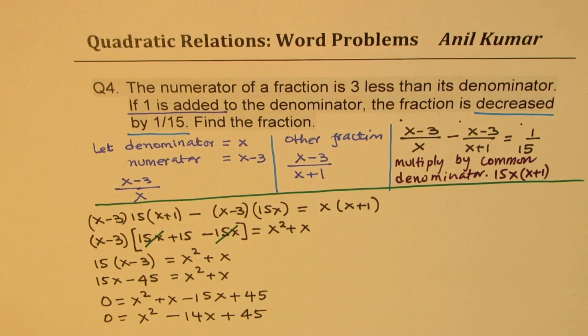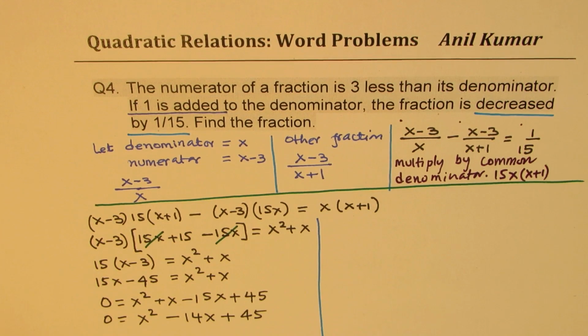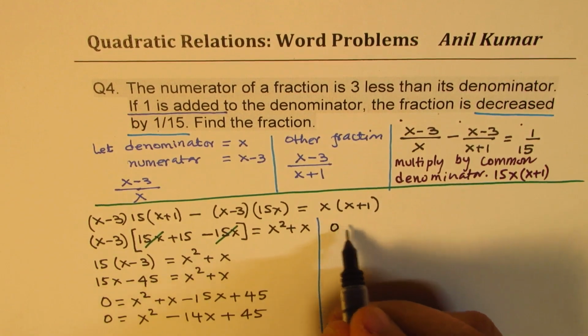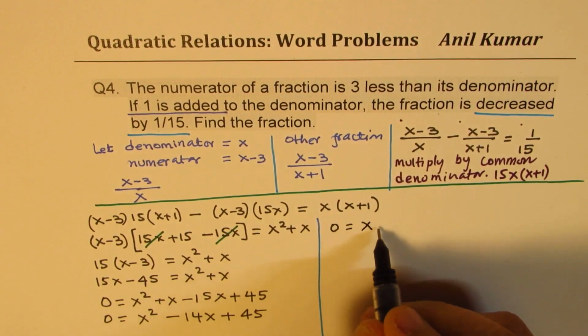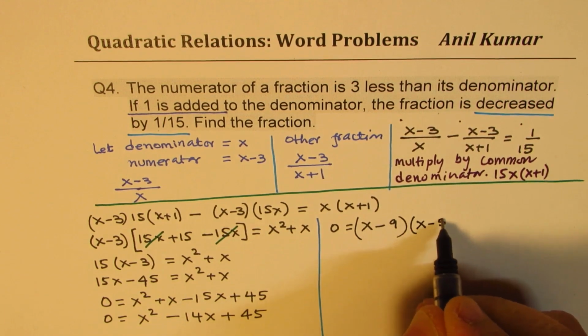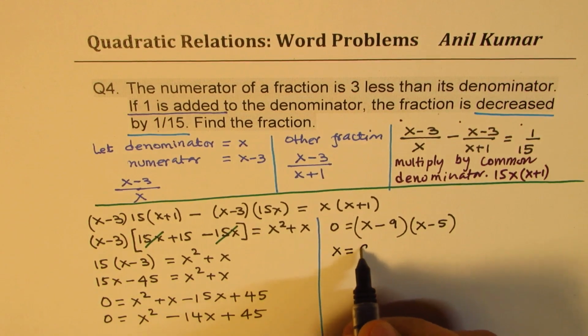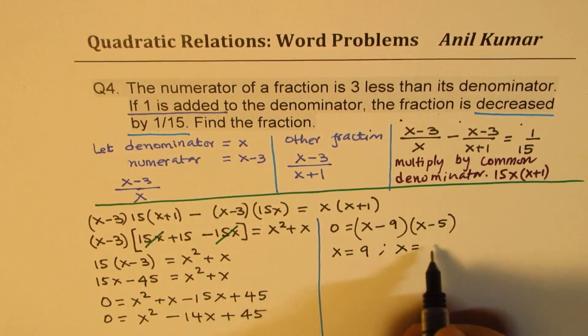Now it is a quadratic equation, which you can easily simplify. So 45 is like 9 times 5. So we can factor this. We can write this as 0 equals x minus 9 times x minus 5. So we get two solutions here. One is x equals 9. The other one is x equals 5.